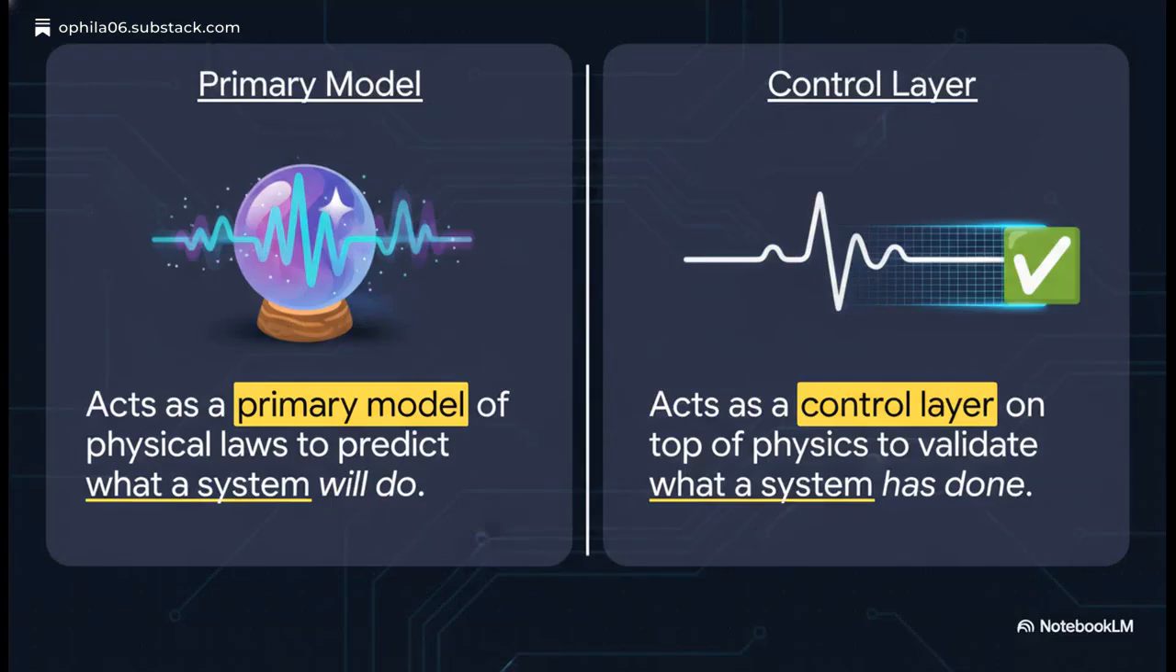Now, this is an absolutely crucial distinction to make. OPI isn't trying to be a new theory of physics that predicts the future. It's not trying to say what will happen. Instead, it acts as a validation layer that sits on top of physics. It watches what has happened, and then decides if that event was stable and coherent enough to be considered real.